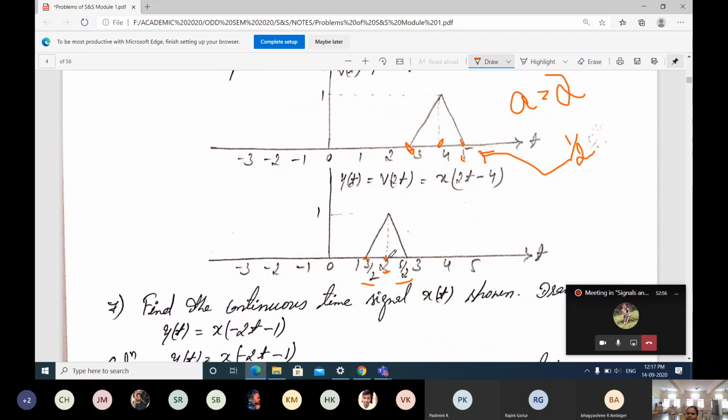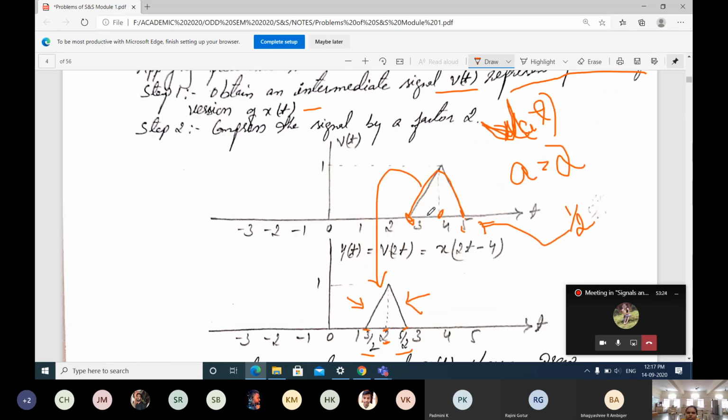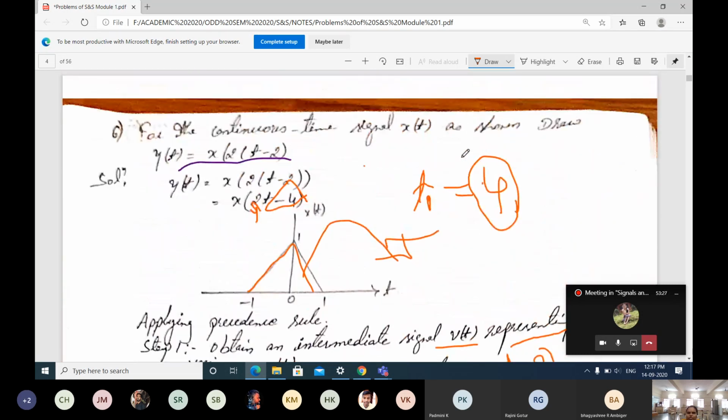First you fix which values you will get. Then take this signal and write it here. Fix the time period, and the signal is going to be compressed from both sides. It is compressed and, instead of 3 to 5, it is going to exist from 3 by 2 to 5 by 2. Okay, this is how we apply the precedence rule. This will be asked for 4 marks sometimes or else 6 marks sometimes.